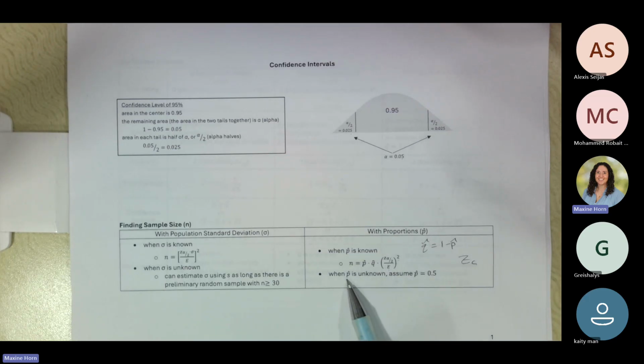If you don't know p hat, then you have to assume that it's 0.5. So if p hat is 0.5, q hat's also going to be 0.5. So you put a 0.5 and a 0.5 for these.